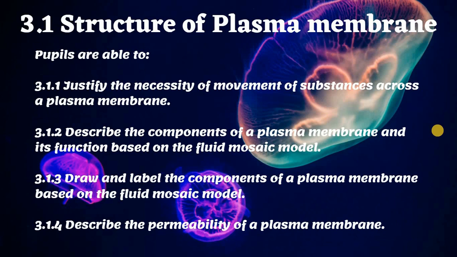Please look at the learning standards that you have to cover for today. Number 1, justify the necessity of movement of substances across a plasma membrane. Number 2, describe the components of a plasma membrane and its function based on the fluid mosaic model. Number 3, draw and label the components of a plasma membrane based on the fluid mosaic model. And number 4, describe the permeability of a plasma membrane. These are all the learning standards that you have to cover or understand for today.